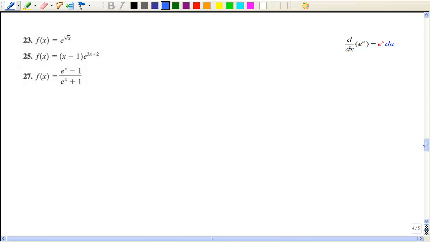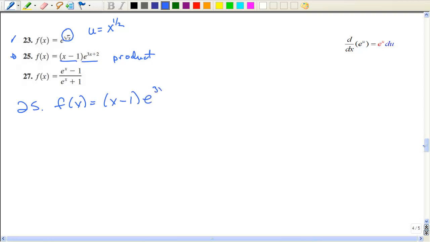Okay, so we have some more complicated expressions. Number 23 is similar to that other one, where I might go ahead and write that as u as x to the 1/2, and then take the derivative like that. But let's look at number 25. I've got the product again. Truthfully, I think I could distribute that and then not have to use the product rule. So that's one option. Let's try that.